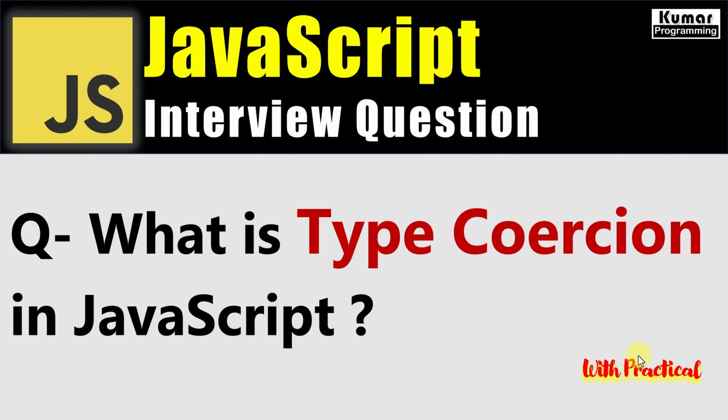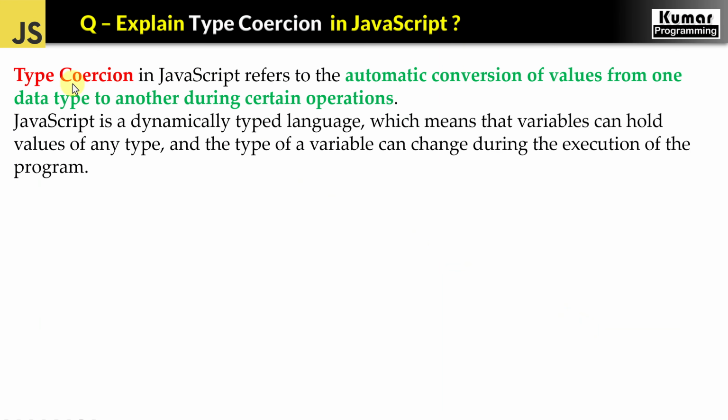Now let's see what is type coercion. Type coercion in JavaScript refers to the automatic conversion of a value from one data type to another data type during certain operations. So basically, in JavaScript, we are converting one data type to another data type. That is known as type coercion. And we all know that JavaScript is a dynamically typed language. Types are getting defined dynamically, which means that a variable can hold a value of any type, and the type of the variable can change during the execution of the program.